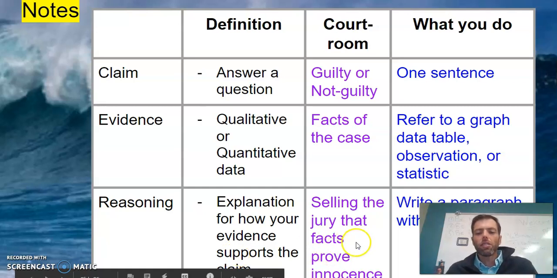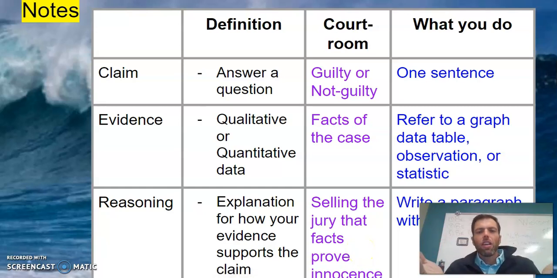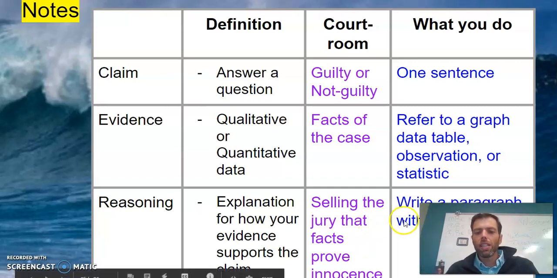Often students tell me they really like this description right here. You know when the lawyer doesn't just lay the facts out, they then stand in front of the jury and try to sell it to them. So reasoning is a very persuasive thing. And so in science class, when we do the reasoning part of a CER, it usually takes the form of a paragraph and includes some vocabulary that I've asked you to share. So let's jump into some examples of what this could look like.